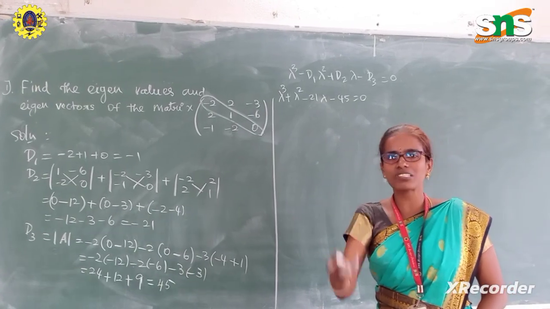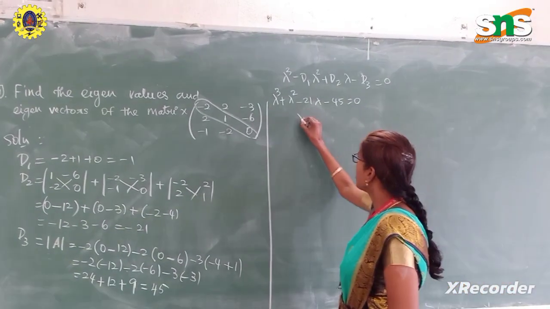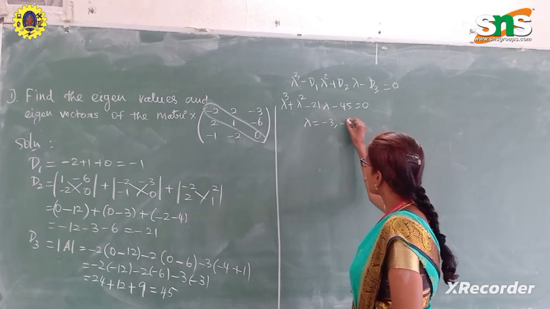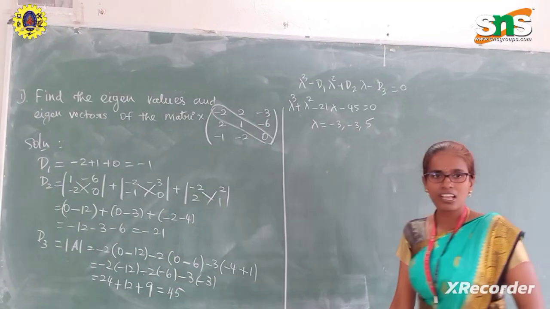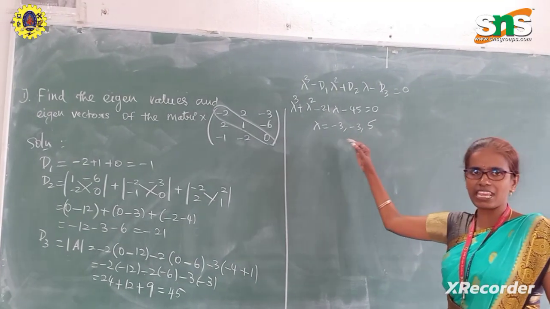by synthetic division, or I can use the calculator, you are going to get the values minus 3 and 5. Okay, so these are the three eigenvalues.